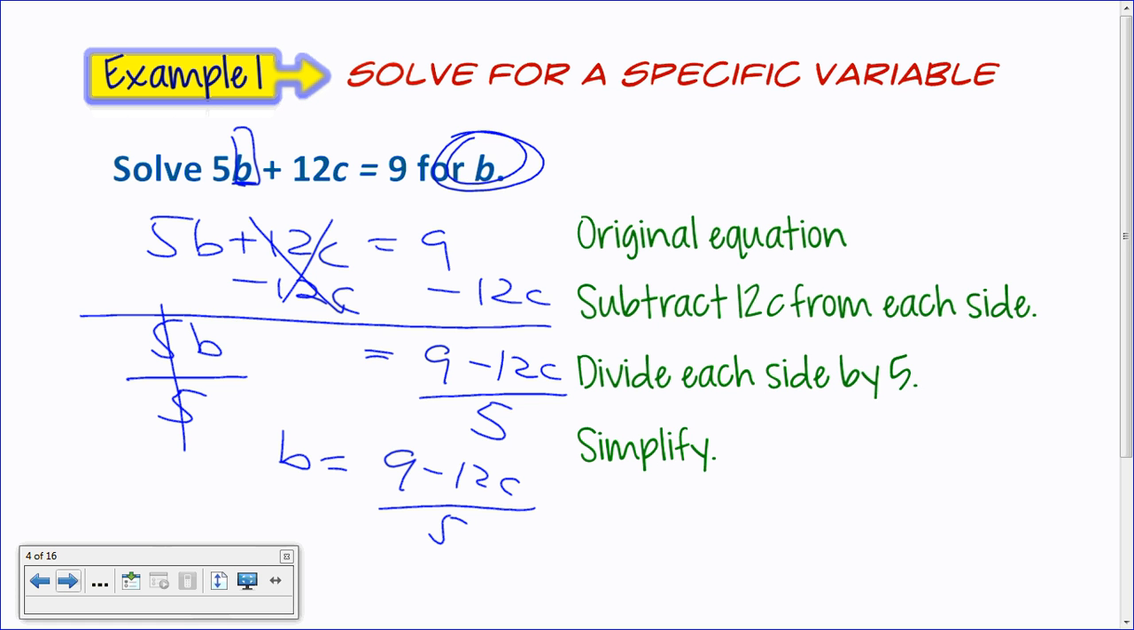Is B isolated? Yes. By itself. So have I solved, technically, for B? Yes. Can I do anything else? No. Nothing else I can do. Got 2 unknowns. The only way I can do something is if I knew what one of the variables was. Very good.